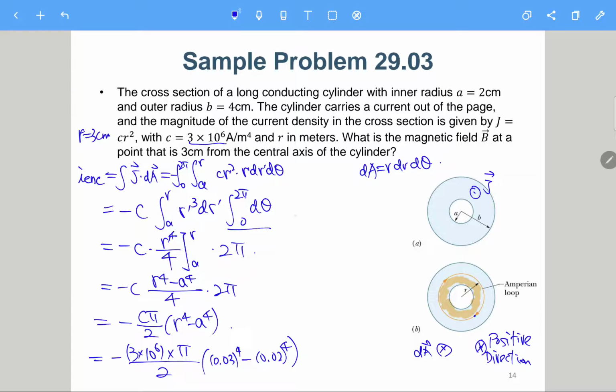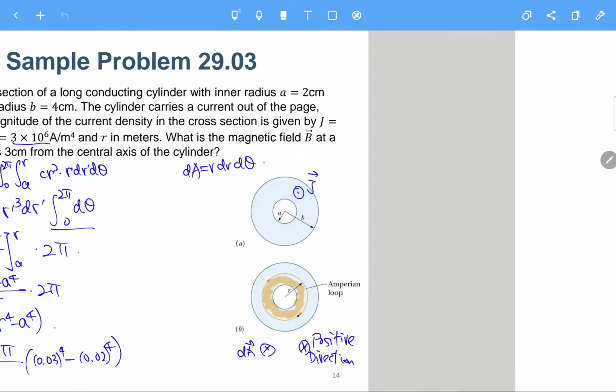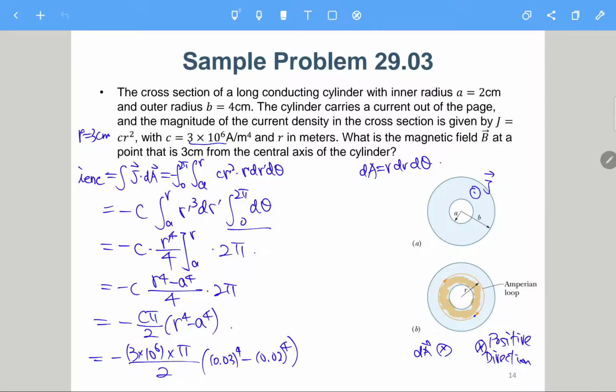So finally, this value will be... well, maybe we stop here first. I don't really calculate the number here. Okay, so maybe we just hold up to here. We don't need to plug in all the values yet.